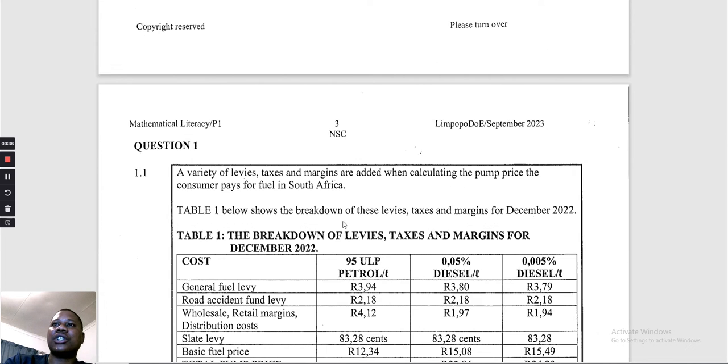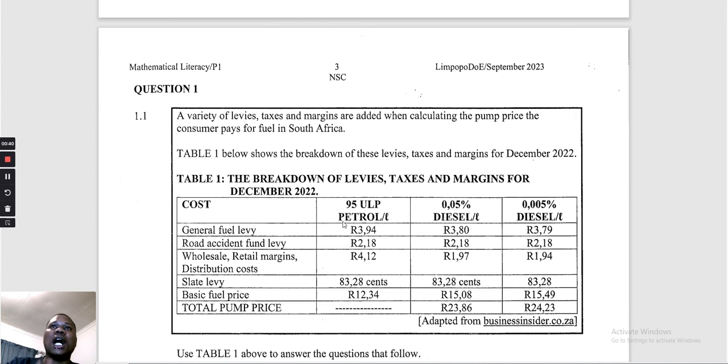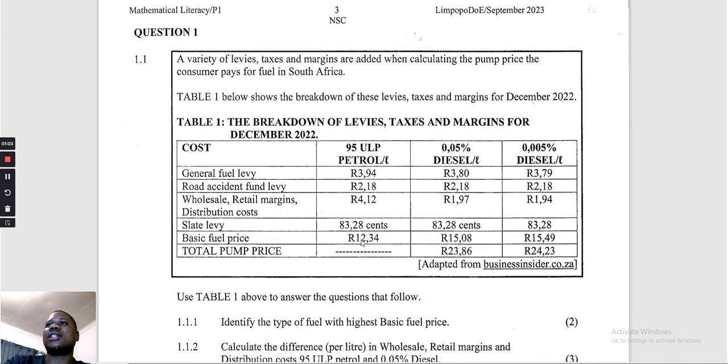So let's just get into the first question to see what it has for us. Going into our first question, they say a variety of levies, taxes and margins are added when calculating the pump price the consumer pays for the fuel in South Africa. Table 1 below shows the breakdown of these levies, taxes and margins for December 2022. We have 95 ULP petrol per liter, 0.05% diesel per liter, and 0.005% diesel per liter. On the cost, we have the general fuel levy, the road accident fund levy, the wholesale retail margins, the slate levy, the basic fuel price, then the total pump price.